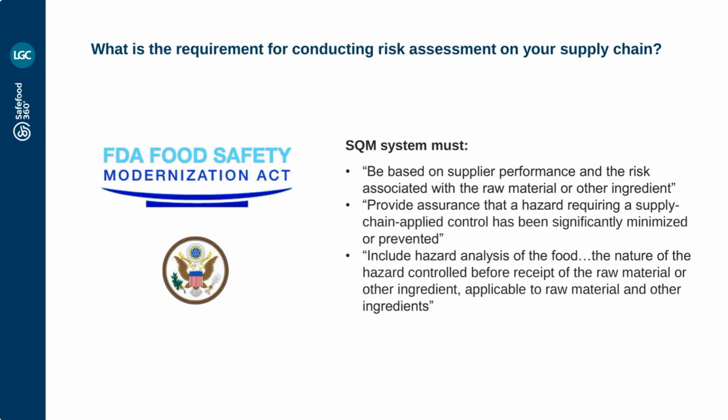Over here in North America, we have FSMA. FSMA requirements for your supplier programs need to be based on supplier performance and the risk associated with the raw materials or other ingredients that you have. You need to provide assurance that a hazard that requires controls, that the hazard itself is significantly minimized or prevented, and include that hazard analysis of your food.